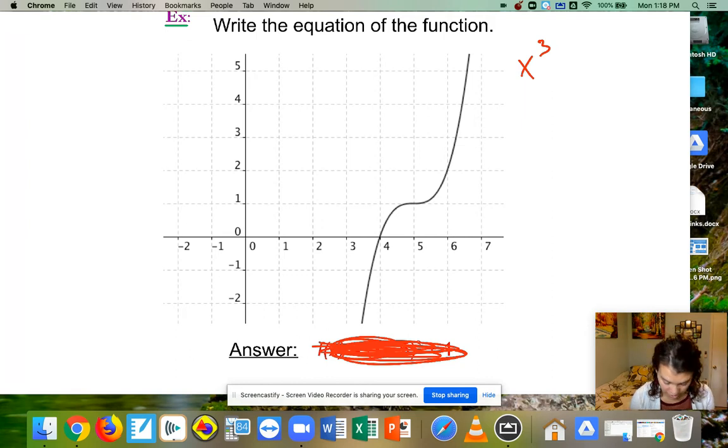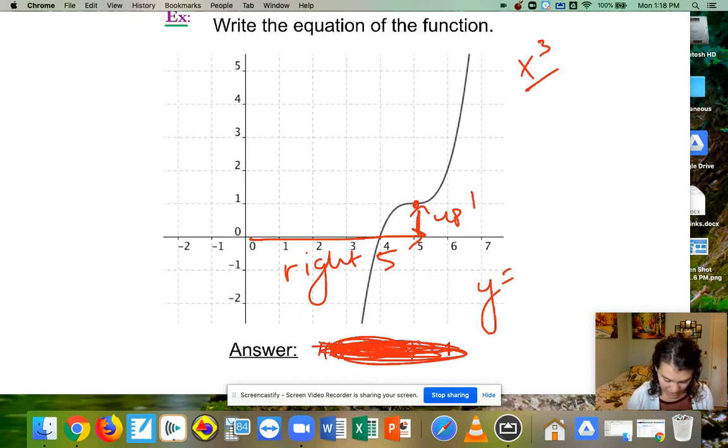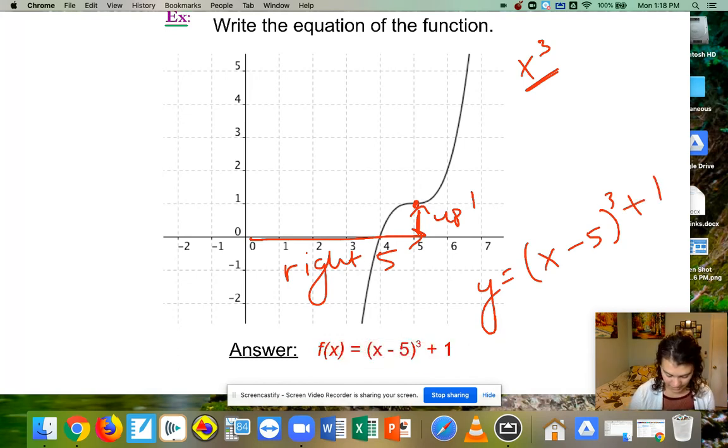And then if we look here, this would normally be at 0, 0, but we're way over here. So to go to the right 5, we had to subtract 5. So we went right 5, and then we went up 1. So if we write this, we have this x cubed, and inside with the x, we want to go right 5, so we're going to subtract 5, and then we're going to go up 1. And that then is what the answer is.